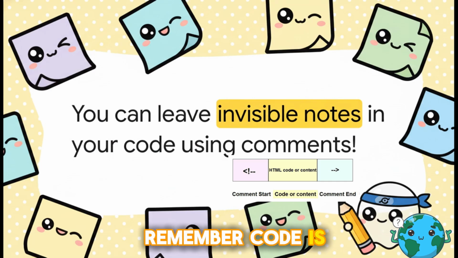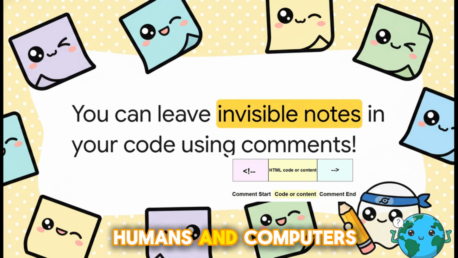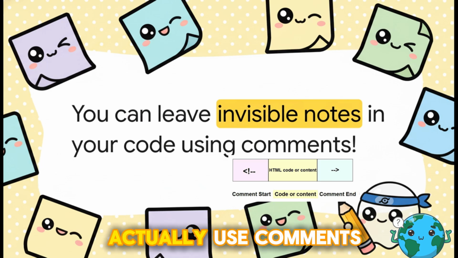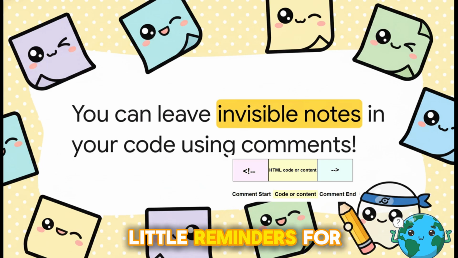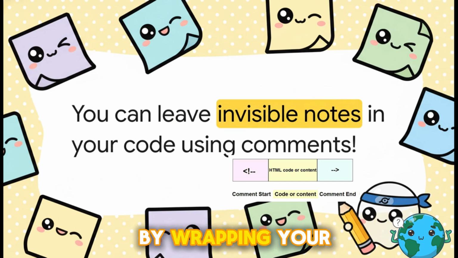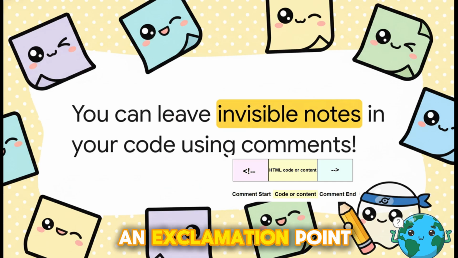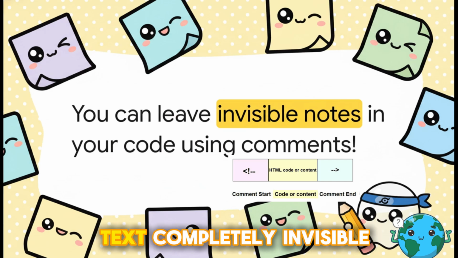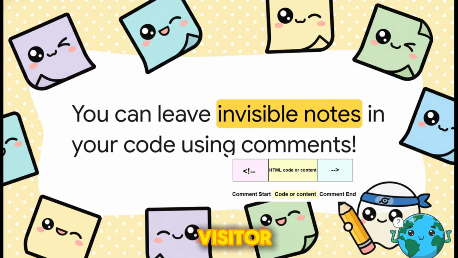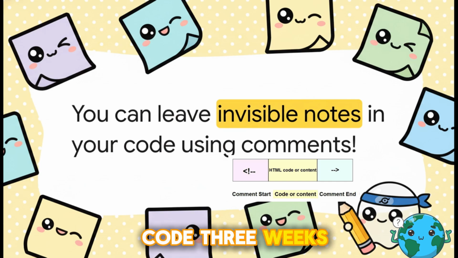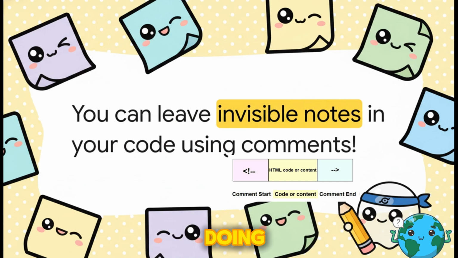Remember, code is just text meant for both humans and computers to read, so you can actually use comments to leave friendly little reminders for yourself as you build. By wrapping your text in an angle bracket, an exclamation point, and 2 dashes, you make that text completely invisible to the website visitor. It's a fantastic way to write a note to yourself saying something like, "Hey, this section is for the navigation bar." That way, when you come back to your code 3 weeks later, you know exactly what you were doing.